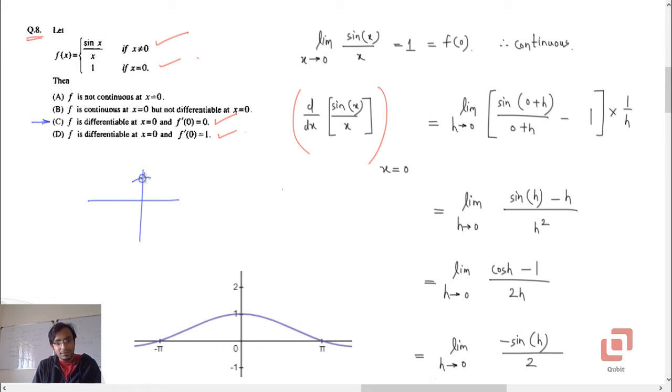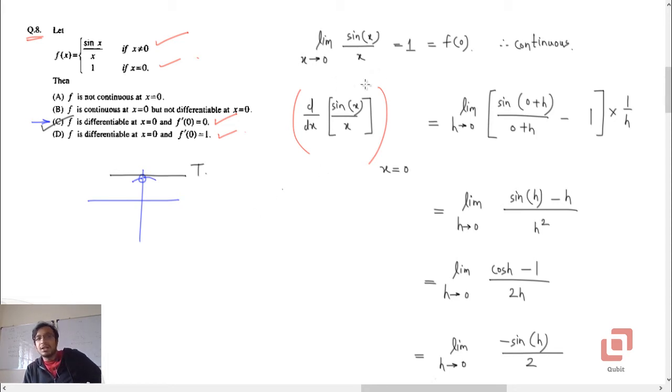So you can just imagine this and say that if we draw a tangent, it will be a horizontal tangent, and any horizontal tangent means the derivative is 0 or the slope is 0, which means that the function is differentiable and the derivative is 0. If you know it, then you can go to the next question, but let's now solve it the intended way. There is no question regarding the continuity.